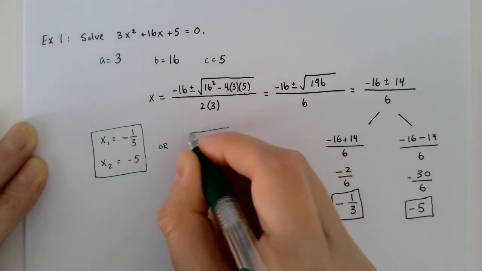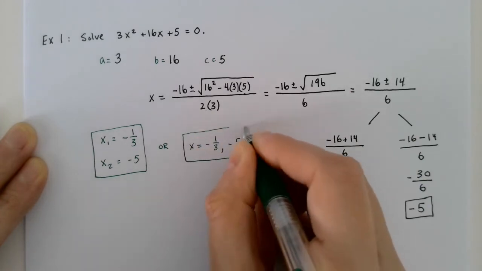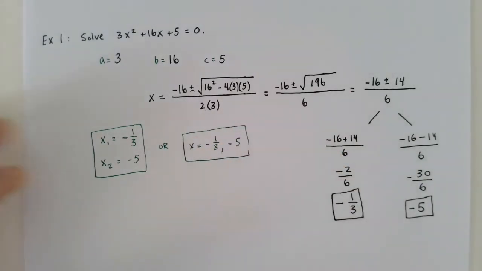Just make sure you don't make that like a coordinate, because these are not coordinates. Those are the values for x. And that is how we solve using the quadratic formula. So we're going to do another example that's a little bit more complex.